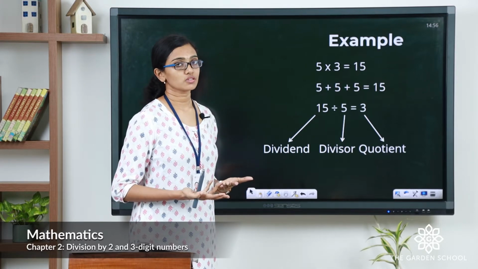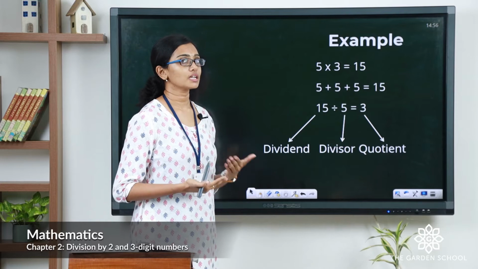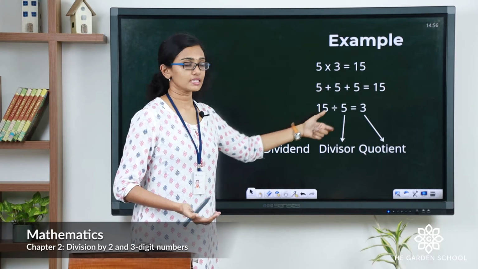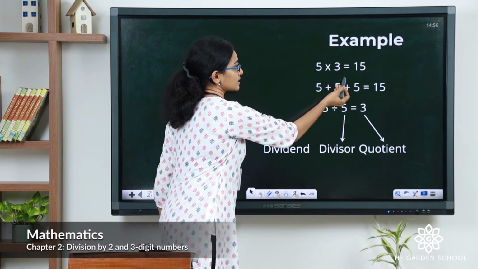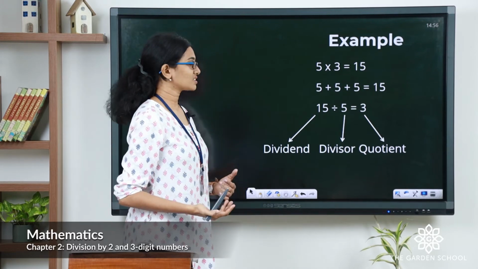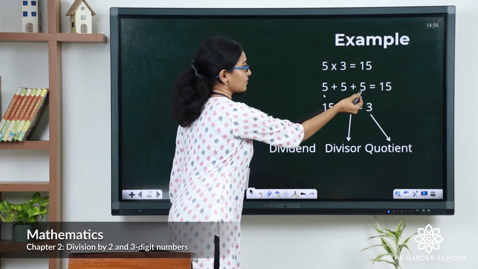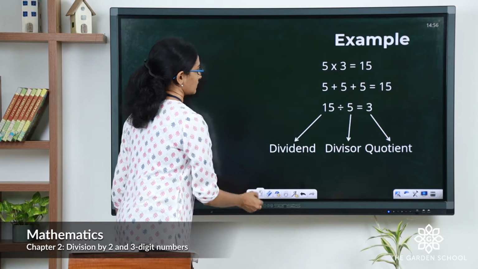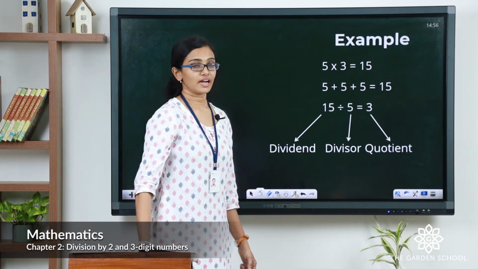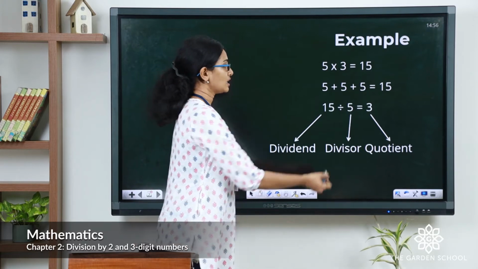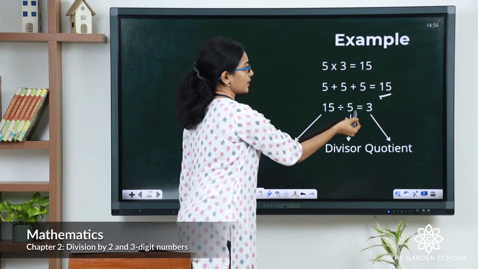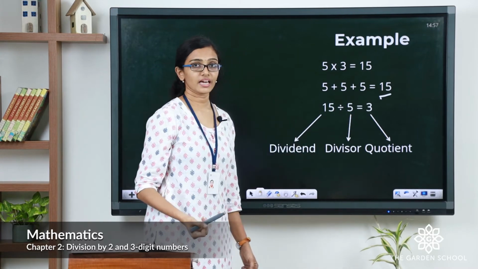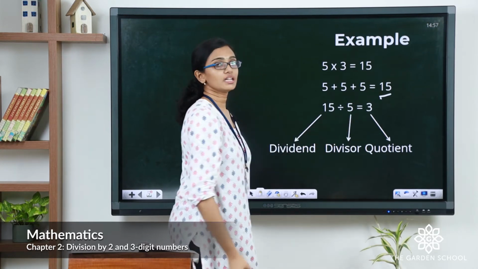So, multiplication actually means you are adding a number or a group repeatedly, or it is repeated addition. 5 into 3 equals 15 means 5 is added 3 times and that equals 15. So, we can say there are 3 5s in 15. Now, from the multiplication fact, we can write the division fact as 15 divided by 5 equals 3. It means in 15, how many 5s are there? There are 3 5s in 15.